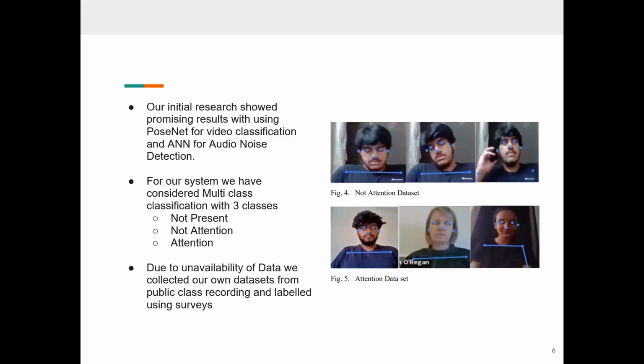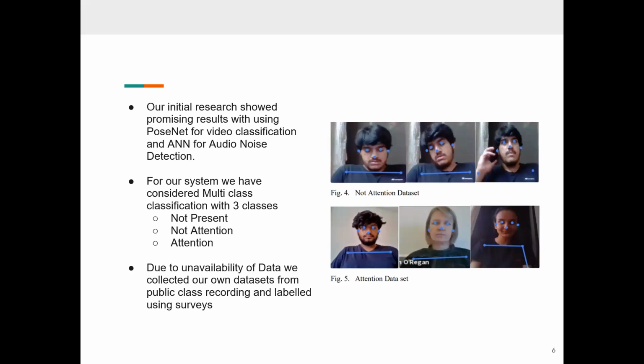Our initial research showed promising results with using PoseNet for video classification. PoseNet marks 17 points on the whole body, and based on that, it determines the pose of the person, how he is sitting, whether he is slouching. As you can see in the image, in the top portion, the student is sleeping, has his head turned to the right, and is talking on the phone. In all these cases, it can be classified as not attention. Whereas in the bottom half, all three students are sitting straight, erect, and their eyes are focused on the screen. So you can see that they are paying attention.